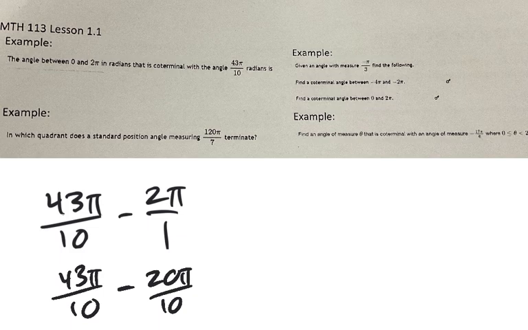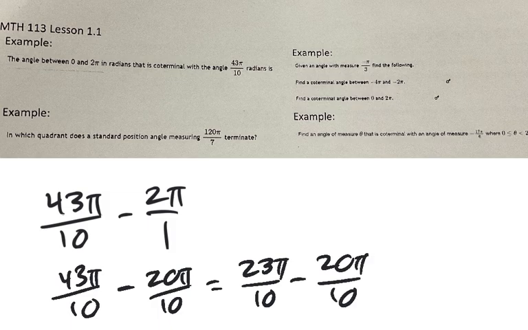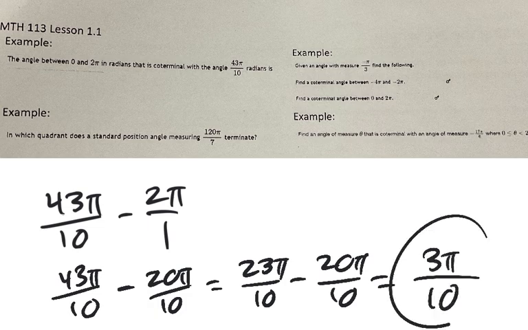And that's still too big. So I need to do what? I need to subtract 2 pi again. 2 pi is 20 pi over 10, which gives 3 pi over 10. That's between 0 and 2 pi. That's the answer. It's 3 pi over 10.